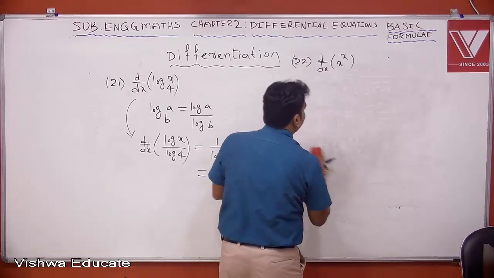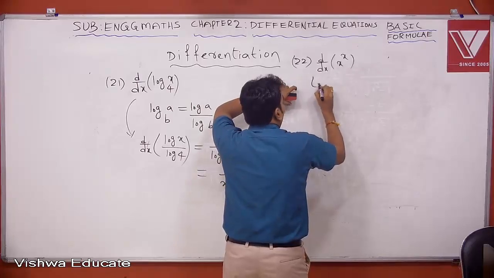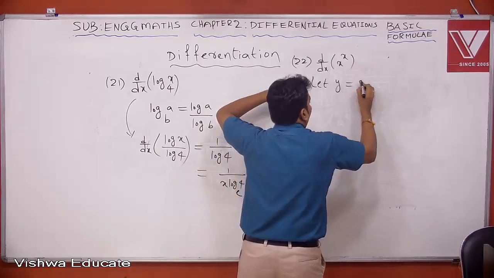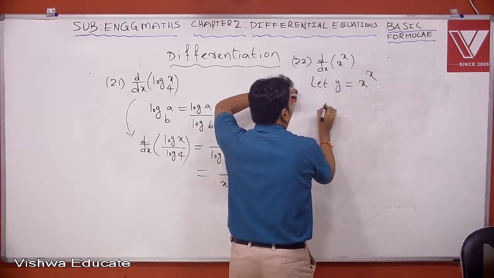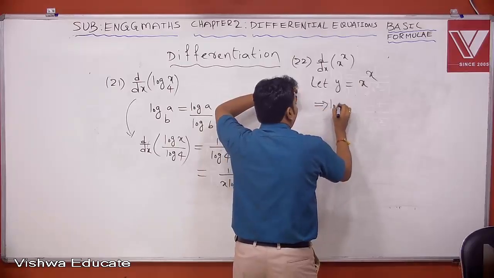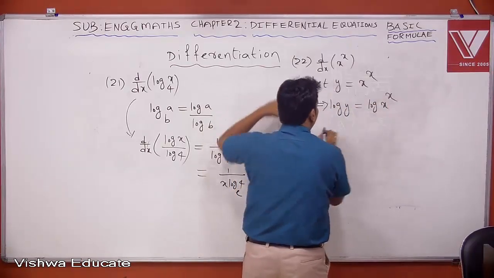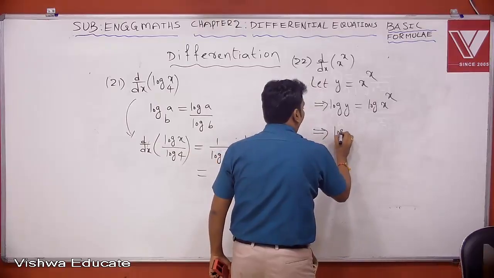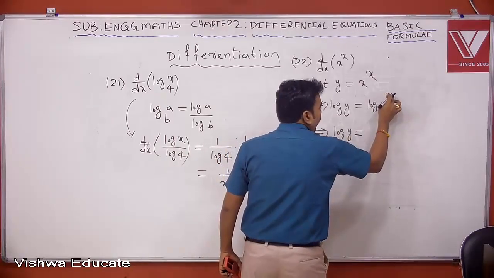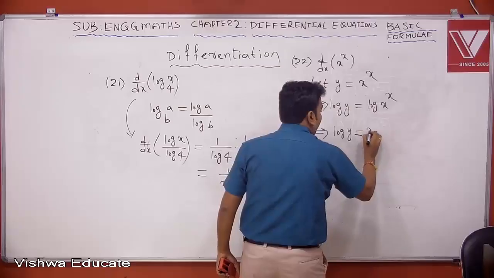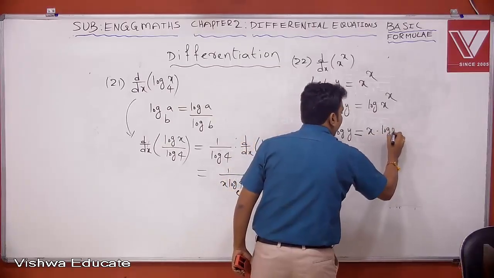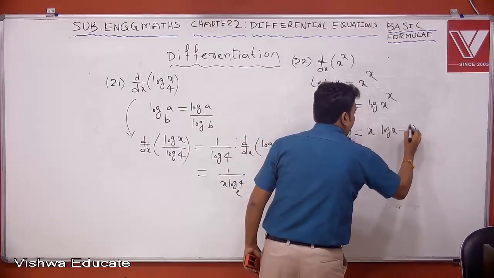Now let us try to get this one. To get this, take y equal to x power x. Now apply log on both sides. Log y equal to log of x power x. This implies log y equal to x times log x, since the power x comes before the log. We call it equation 1.